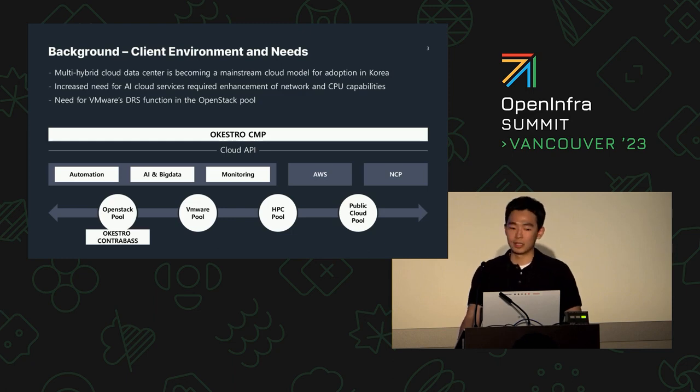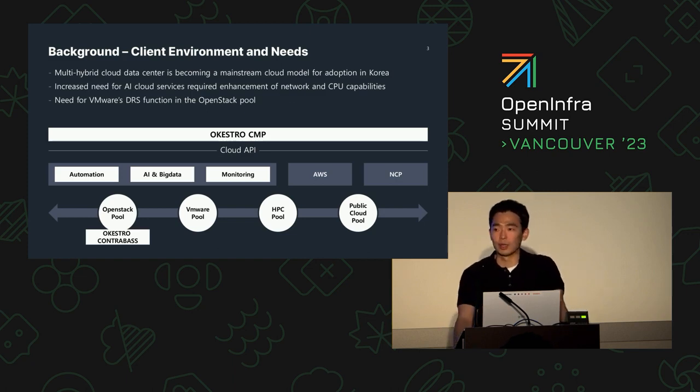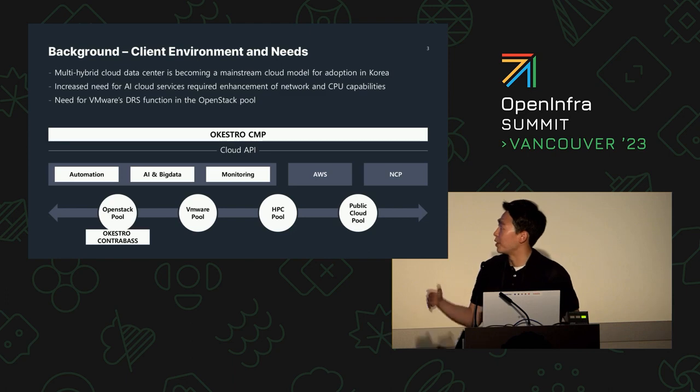The first need and challenge we faced was due to the increased need for AI cloud services. They were requiring us to enhance network capabilities as well as CPU performance. And the second need and challenge we're going to talk about is mimicking VMware's DRS function in the OpenStack pool.